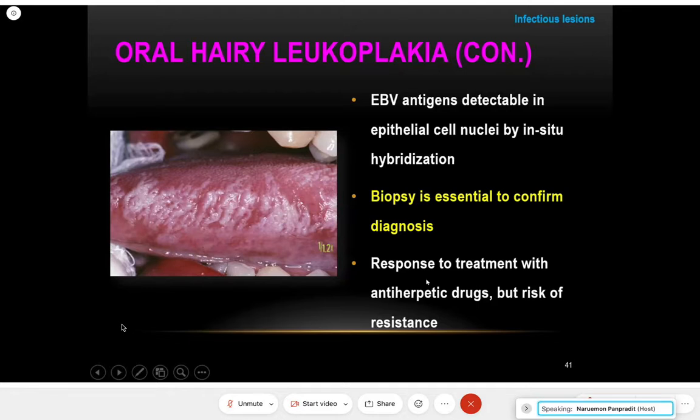If the patient gets stronger, like they are HIV and they receive the drug to treat the HIV, like the HAART group, when the immune system is better, this lesion will disappear by itself. Don't need to do anything. But some try to use anti-herpetic drugs, that means some antiviral, but it's not directly for this disease. So they don't recommend using this one because it has a risk of resistance.